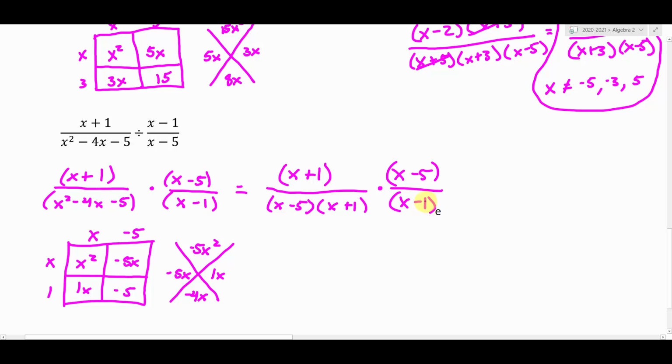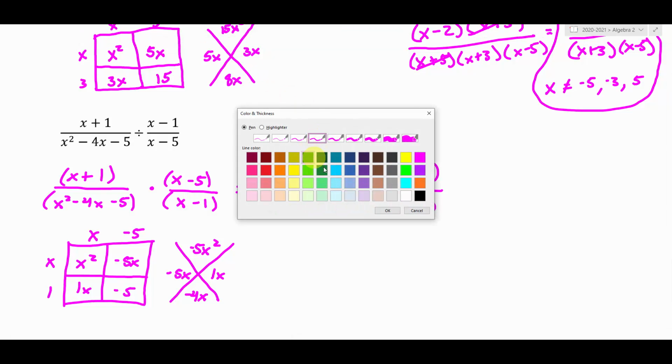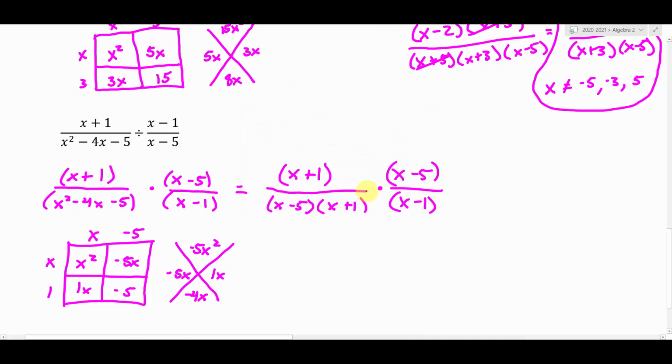And I remember multiplication essentially tells us to bridge the gap here. All right, so we're going to bridge the gap and rewrite that with those two fractions combined essentially, right? We're just multiplying, so it's going to be x plus 1 times x minus 5 over, and then we have x minus 5 times x plus 1 times x minus 1.